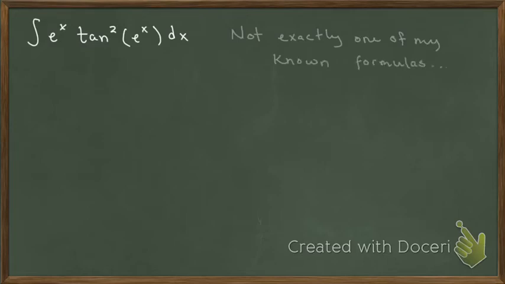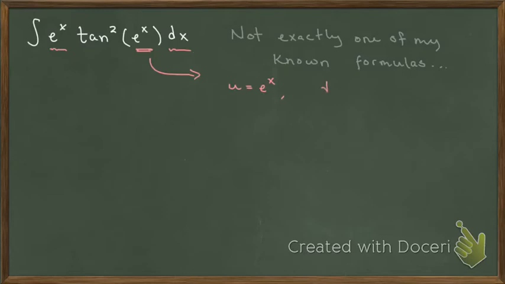Okay, but what can we do? I see some e to the x's in here. Those are clogging things up. I want to try to get rid of them if I can. And one of the nice things we know is that the derivative of e to the x is e to the x. So I can substitute. I can say if u is e to the x, then du should be e to the x dx. And I have all of those pieces right there for me.